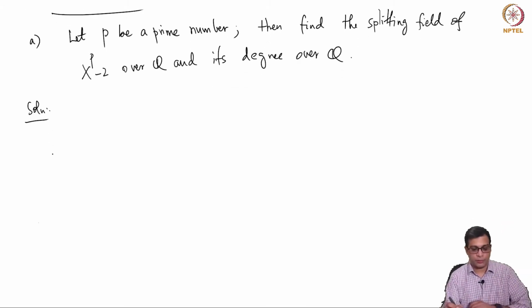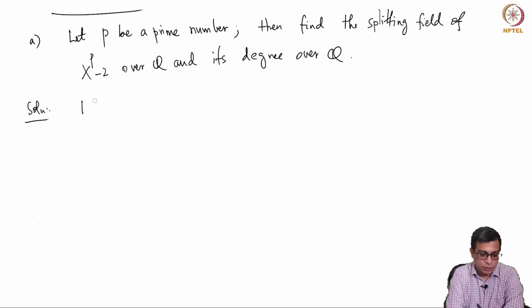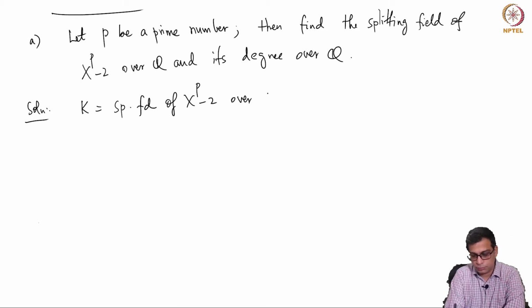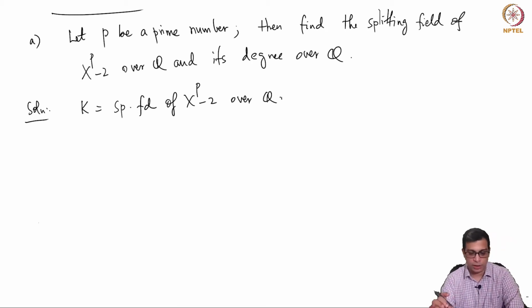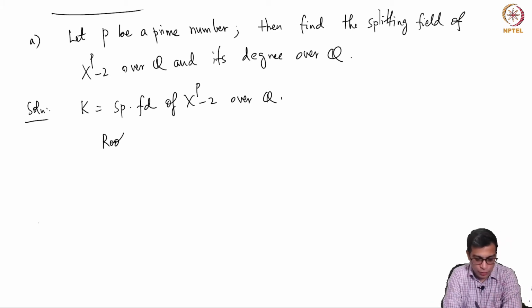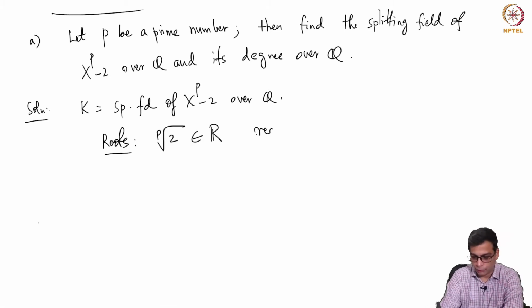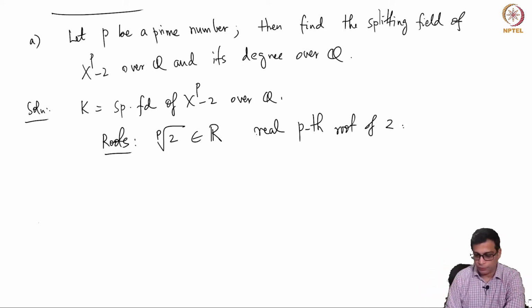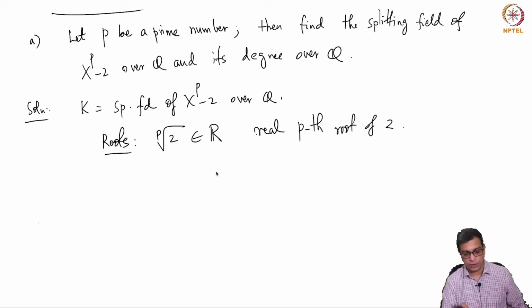Okay, the first point I want to emphasize is what the splitting field is. We'll denote the splitting field by K. So I'm going to shorten it like this. Think about this for a minute. What are the roots of this polynomial? First of all, you can take the pth root of 2. Take the real pth root of 2. p is a positive number, so there is a real pth root of 2 in R.